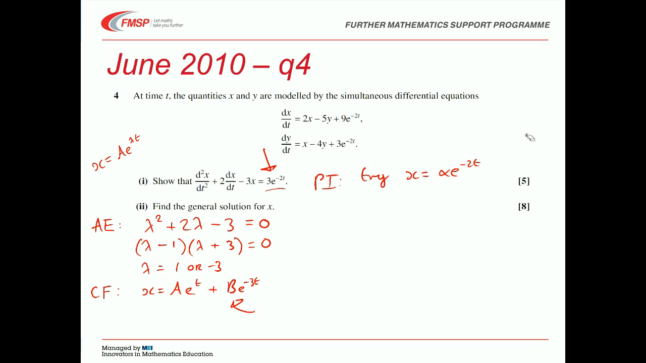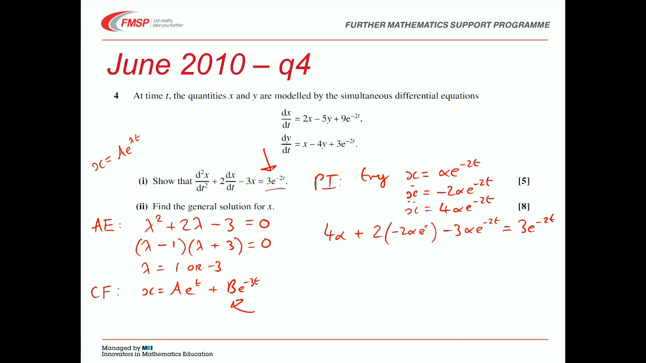If x is alpha e to the minus 2t, then x dot would have to be minus 2 alpha e to the minus 2t, and x double dot would have to be 4 alpha e to the minus 2t. And I can put those into the equation, and I'd get 4 alpha. I'm actually going to skip all of the e to the minus 2t's, because they will be in every term. That's just saving a bit of time. So plus 2 times whatever x dot is, which is minus 2 alpha e to the minus 2t, remember that would be there, but I'd cancel it out, and minus 3 times alpha e to the minus 2t, which is just x, and that's got to equal 3 e to the minus 2t.